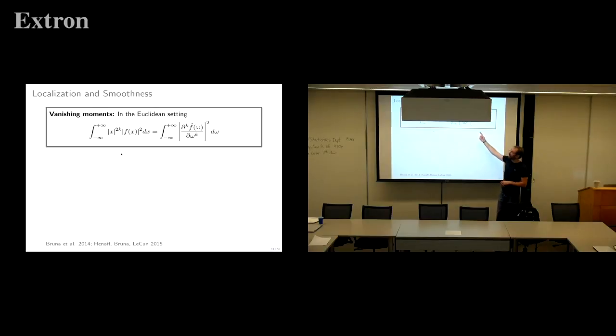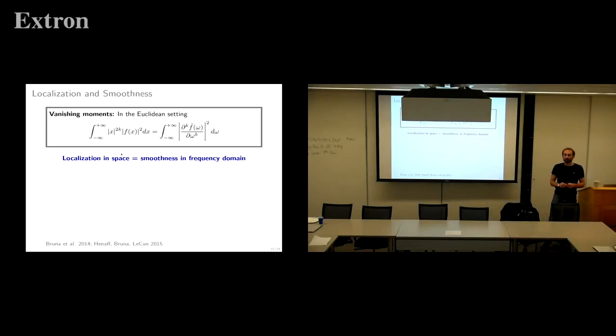So the equivalent of it tells us that the higher order derivatives of the Fourier transform must also vanish, right? Because of this relation. So it means that spatial localization translates into smoothness in the frequency domain, right? The Fourier transform must be smooth. Vanishing higher order derivatives are equivalent to smoothness, okay? Now, smoothness here is understood with respect to the frequency, which in our case is understood as the eigenvalue of the Laplacian.